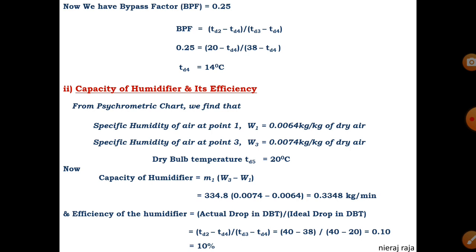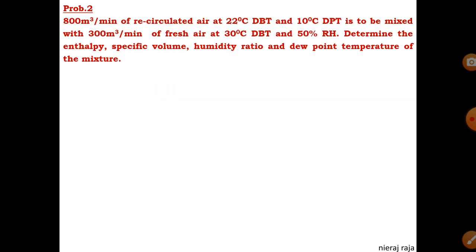Now this way you will have to solve the numericals on psychrometric chart. Hope you have understood this. Now we will move towards problem number 2.